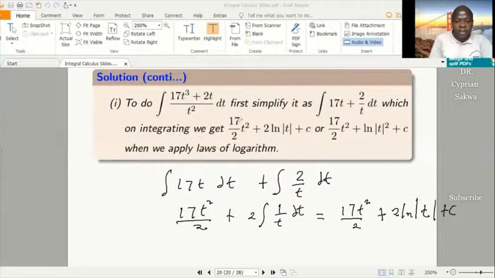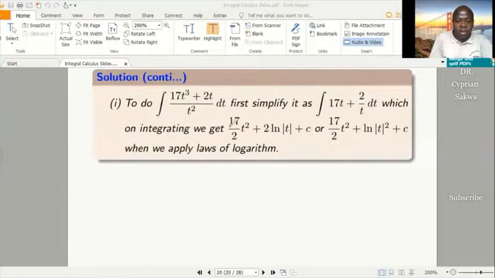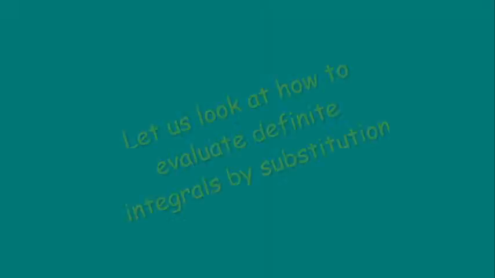So that is what I have as the answer: 17t squared out of 2 plus 2 natural logarithm of t. You can also use the laws of logarithm, which means this can be a power of t. If I'm using the laws of logarithm, then the 2 can come here as a power. So that's how we do integration by substitution.